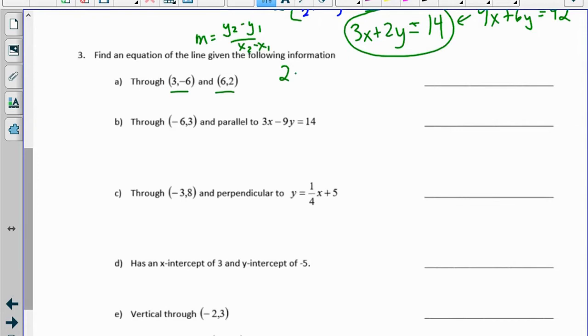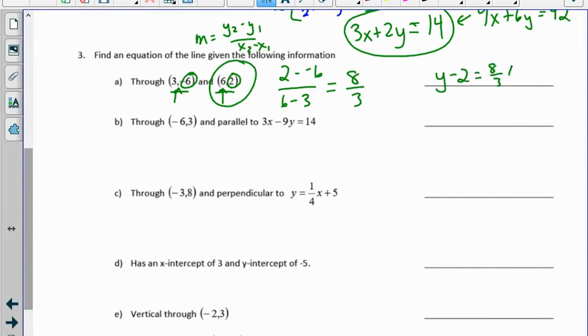So 2 minus -6 over 6 minus 3. So I'm just taking a y minus a y, then an x minus an x. So that ends up being 8 over 3. That's my slope. And then I'll pick my favorite point. In this problem, it'll be 6, 2, just because I feel like it. So y minus 2 equals 8/3 x minus 6.